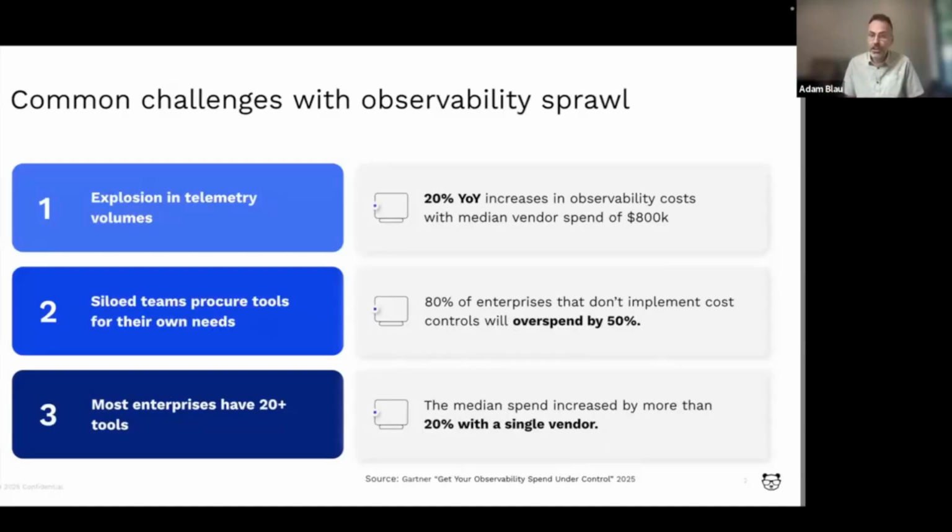So Gartner, in what I thought was an amazing report they wrote, Get Your Observability Spend Under Control, wrote that customers are experiencing a 20% year-over-year rise in observability costs with the average median spend of $800K. So a lot of our customers have 20, 30, 40, 50, some have 80 tools. Well, you can do the math. This is a large part of spend.